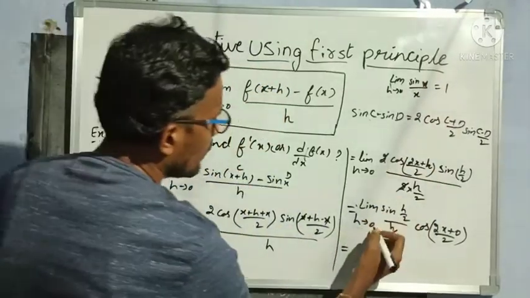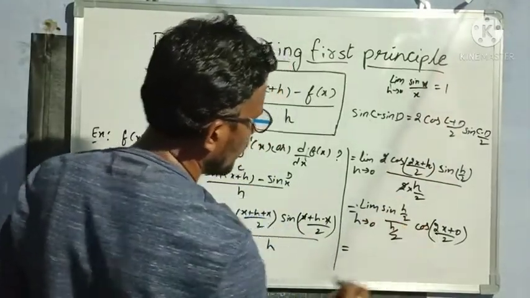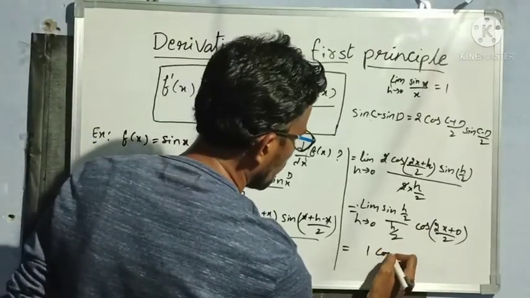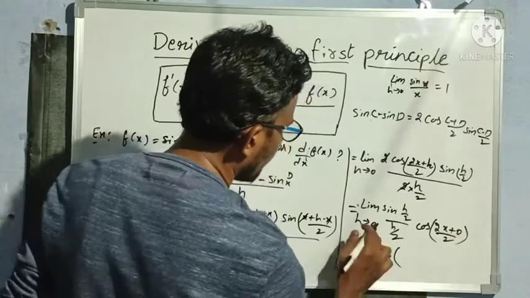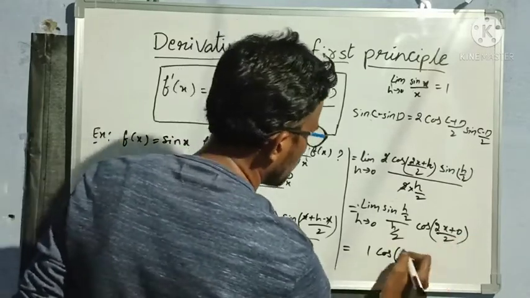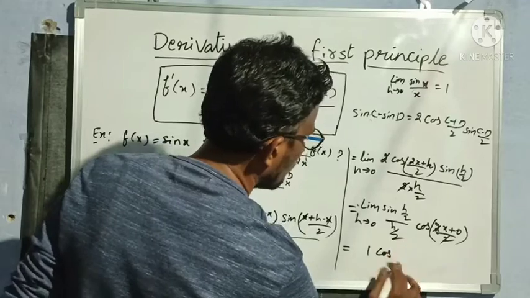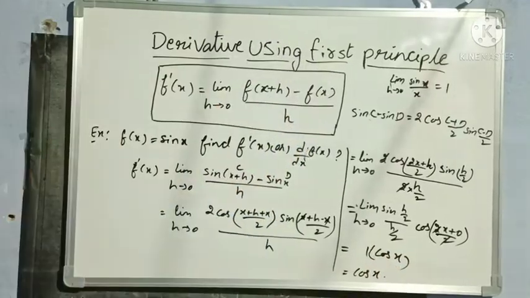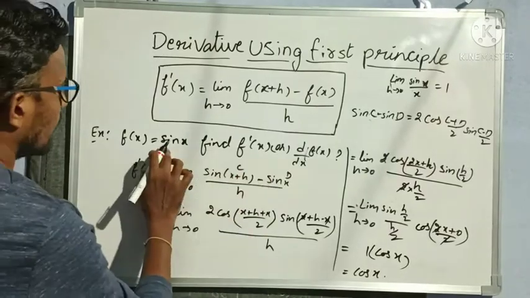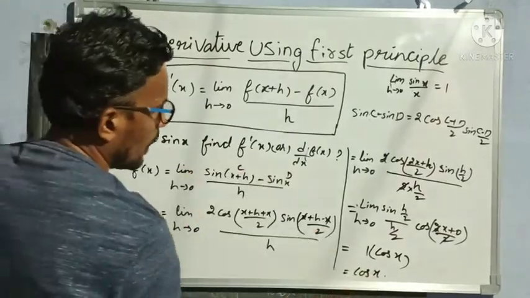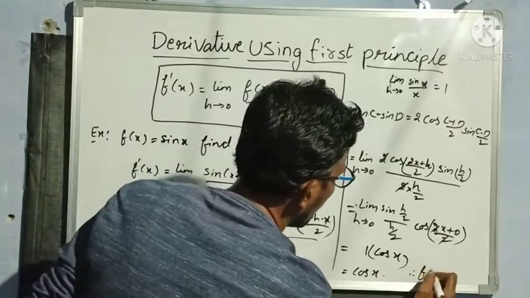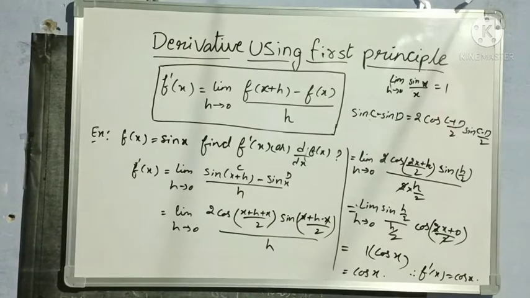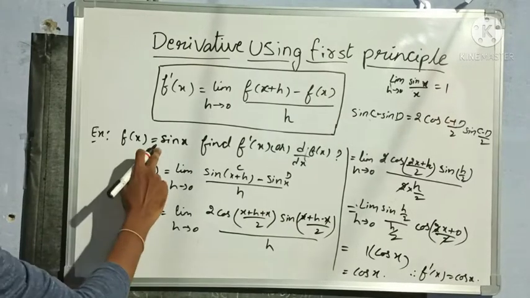So in the same way, limit h tends to 0 sin h by 2 by h by 2 is 1. So 1 into cos of, already I have substituted, no, cos of 2x by 2. So here also 2 gets cancelled, cos x. So 1 into cos x is nothing but cos x. So what I am getting, the derivative of sin x is cos x. Therefore f dash x is equal to cos x. This is how we will get f dash x if f of x is sin x.